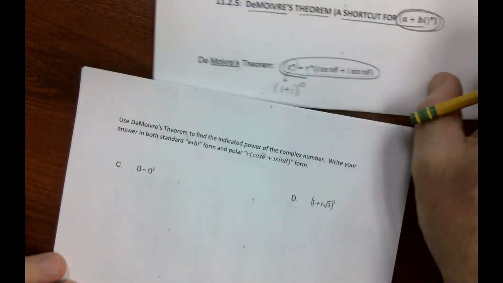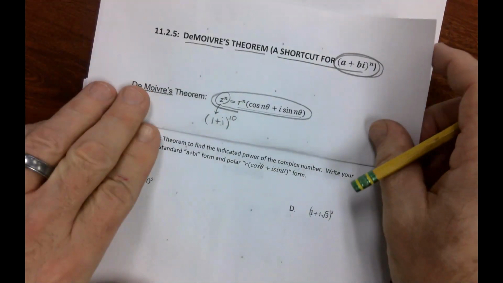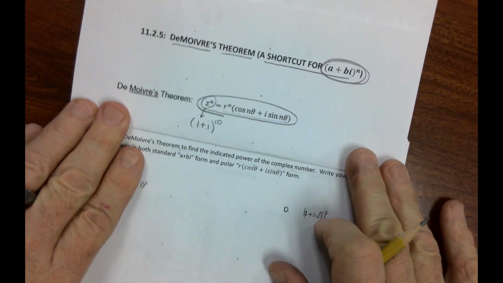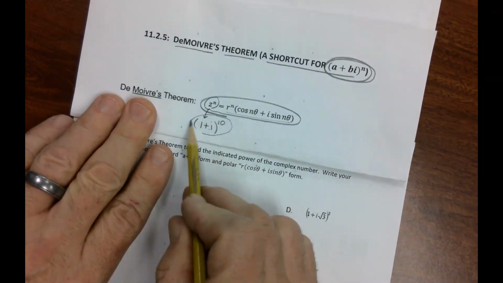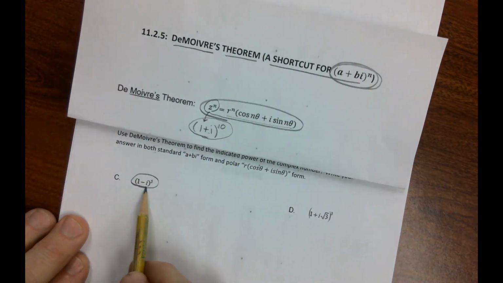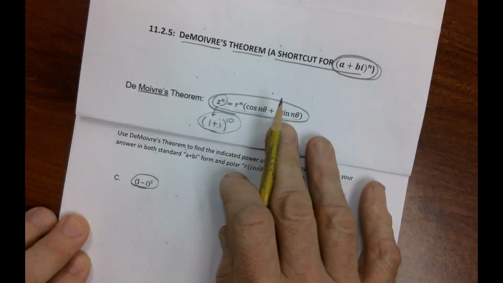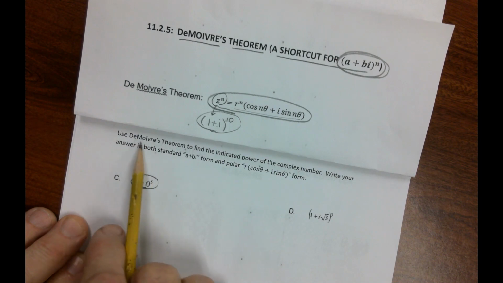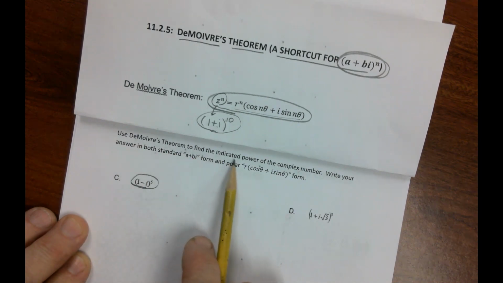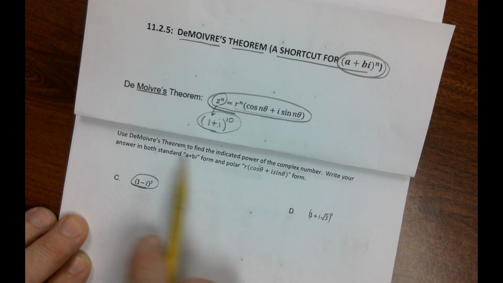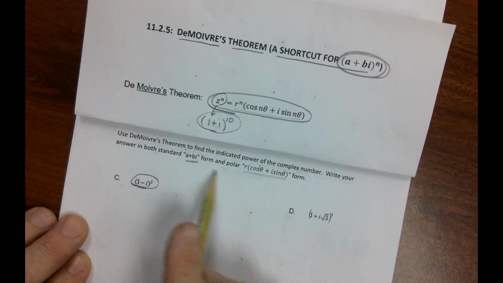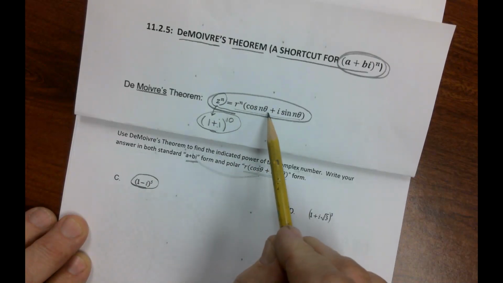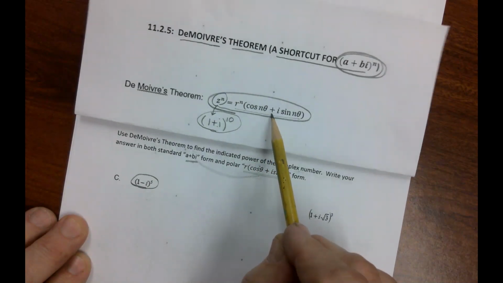So let's take a minute, teach this backwards, I guess. But here we go. In order to take something like this, it gives us a little step-by-step instruction here. Use DeMoivre's theorem to find the indicated power of the complex number. Write your answer in both standard form and polar. So the question is, well, which one first? Well, you can see it's given to you in terms of polar, so you're going to do that first.